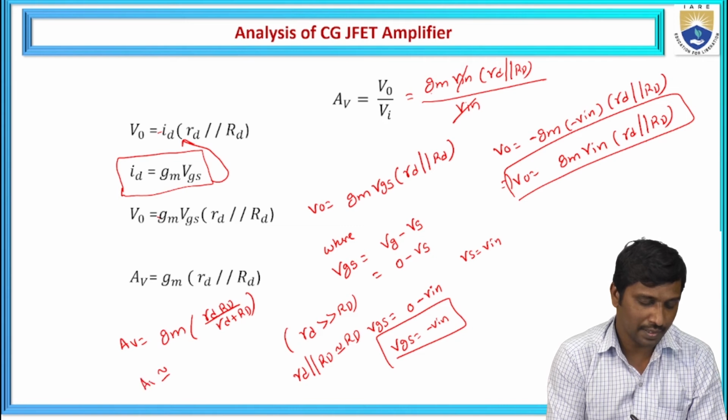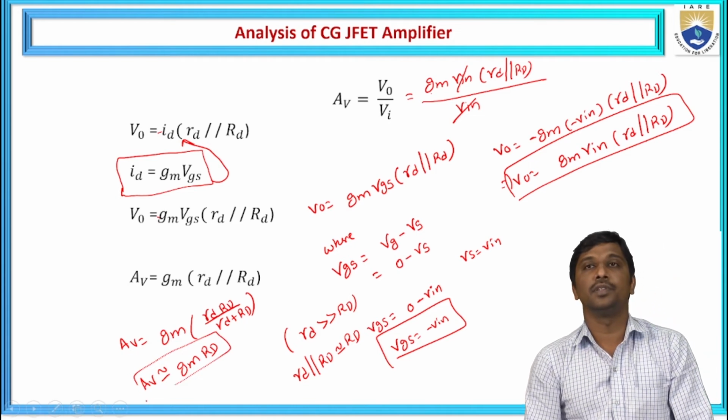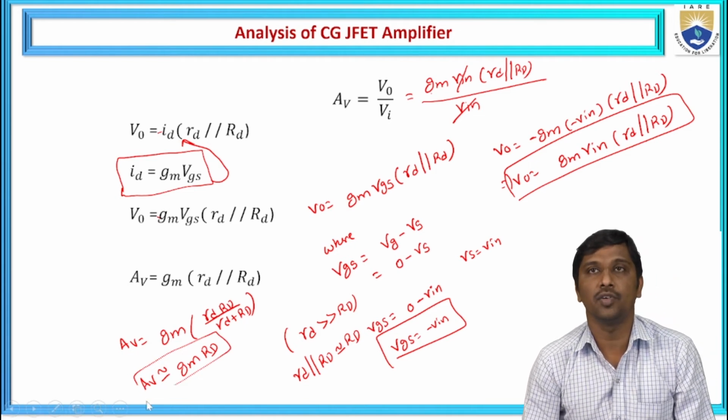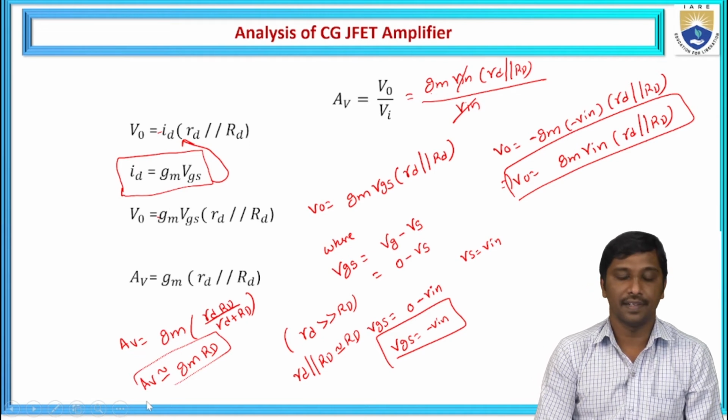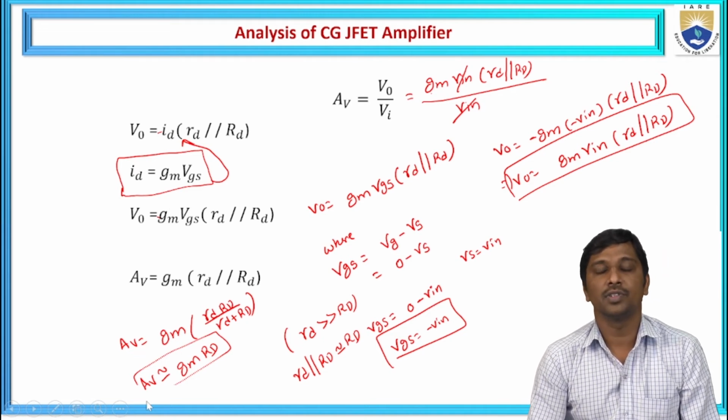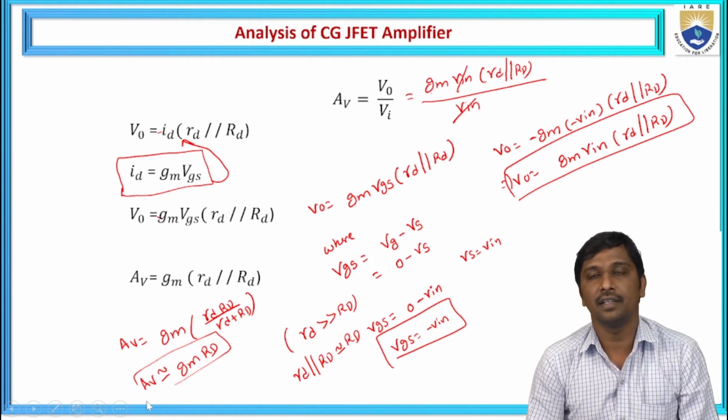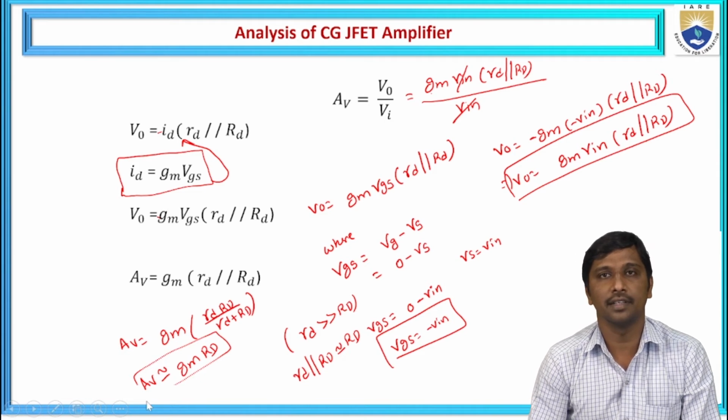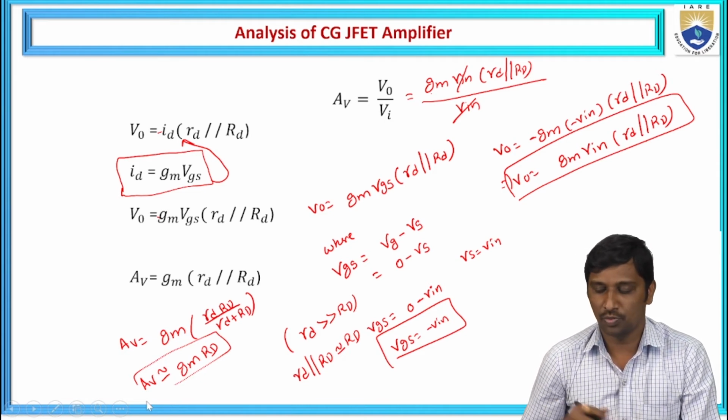From that, the voltage gain is equal to gm times capital RD. That is the voltage gain of the common gate JFET amplifier. Similarly, now we need to identify two more parameters: input impedance and output impedance.